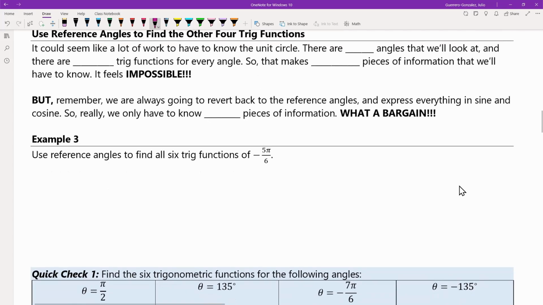Coterminal angles and reference angles. Okay? Gotta get a drink of water there. My throat feels a little dry.